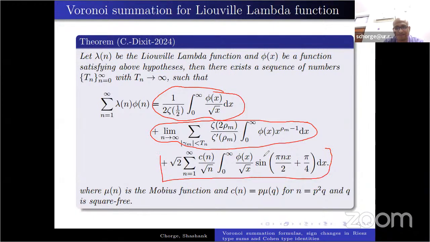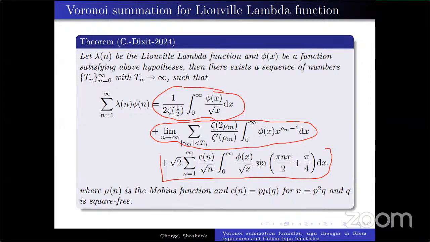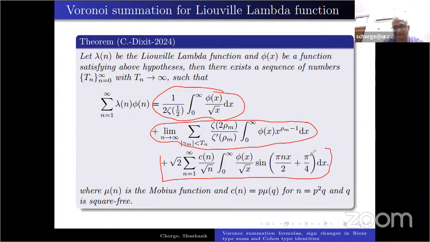Again, we can see that as the representation of lambda is simpler compared to the representation of d square, the kernel is also very simple. The kernel is nothing but the sine function divided by root x. That's it, this part. And C of n is a multiplicative function given by p times mu of q, where n is p square q and q is square free. So that is the representation for C of n.